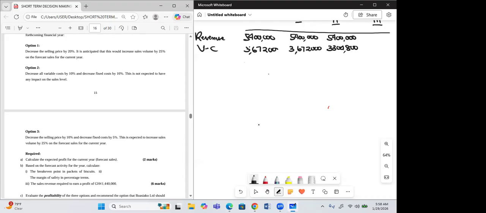Then option 3. What did they say about selling price and number of units? Selling price decreased to 6.75. Did they change the number of units? Yes, it was 900,000. So 6,075,000, right? Yes. Did they say anything about variable cost? No, sir. It was fixed cost.